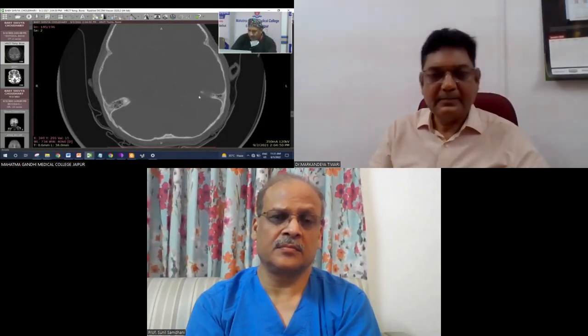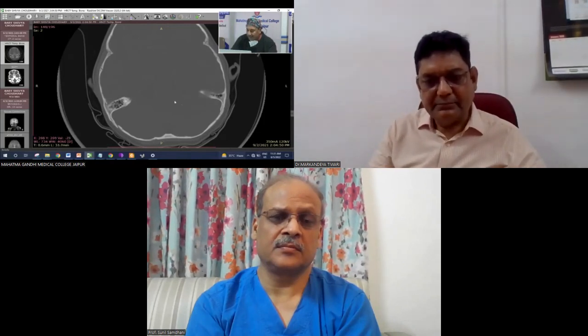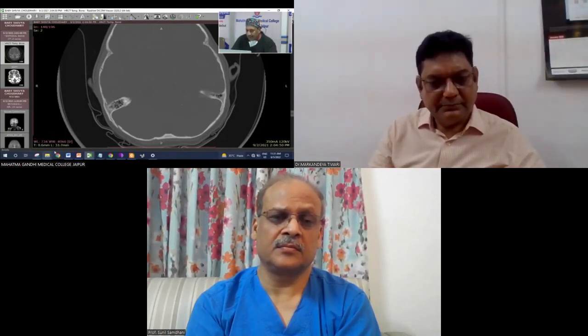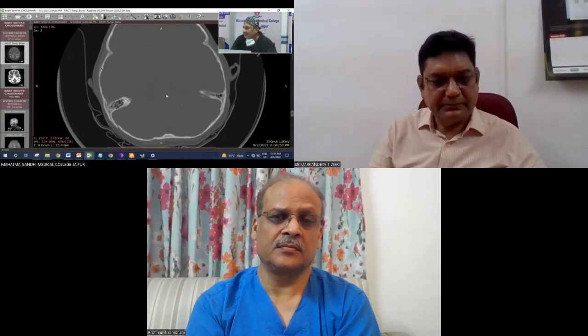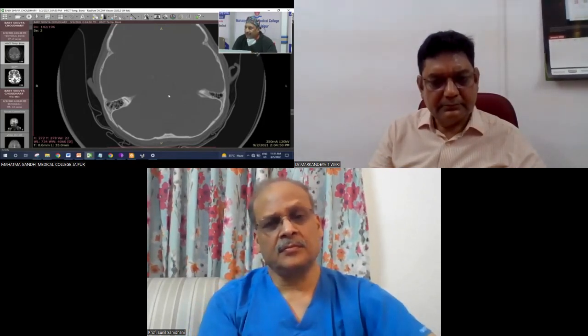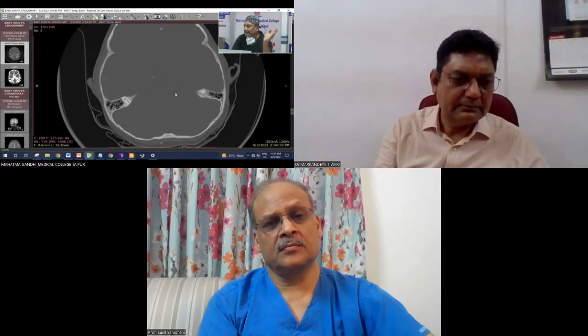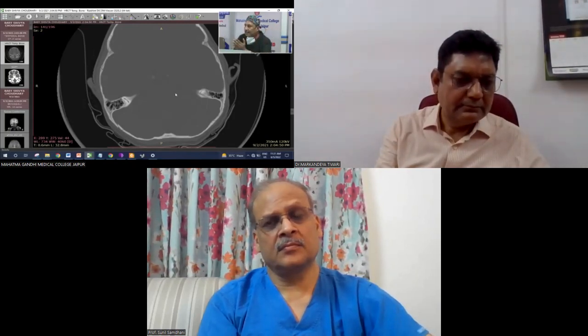No issues. See this. I'm running from top to bottom, and every time I move, these are 0.6 mm slices. Every single movement, I will be moving by 0.6 mm. That is the beauty of a fine section. If I had a 4 mm or 5 mm CT scan, with every slice I would jump by 4 or 5 mm. That would be too inadequate in terms of giving information in the temporal bone, wherein a sub-millimetric anatomy can change the overall scenario.